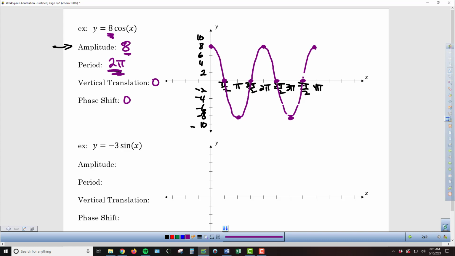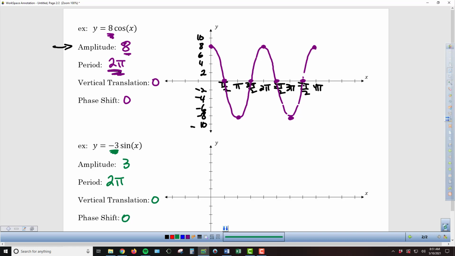For the last one, the big difference that we see here is we have a -3 in the position of that amplitude variable constant instead of a positive. We're still going to say that our amplitude is 3. Amplitude is defined as always being a positive value. It's measuring the distance from the 0 line, the x-axis, to the high points and to the low points. And so since it's a distance, in this context, it'll be declared as positive. Everything else is the same, 2 pi, 0 and 0 for the vertical translation and phase shift.